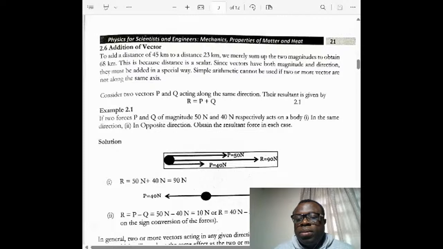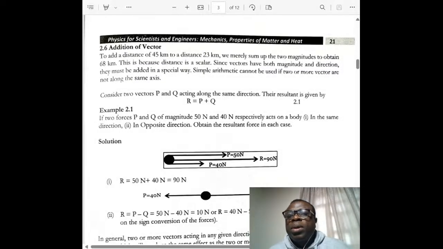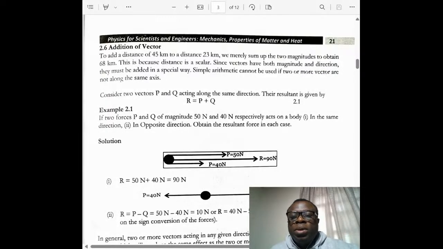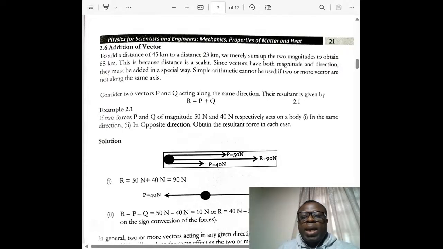Can you see the textbook? Okay, you can see it. Good.